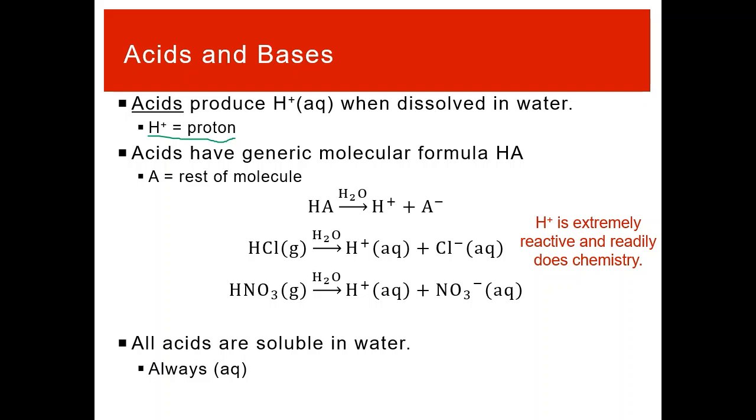One of the aspects of that is that all acids have hydrogen in them. If you're going to produce H+ when you dissolve in water, there has to be hydrogen in the molecule. So the generic formula for an acid is just going to be HA. So we have this HA where the A, there's no element that has A as a symbol.